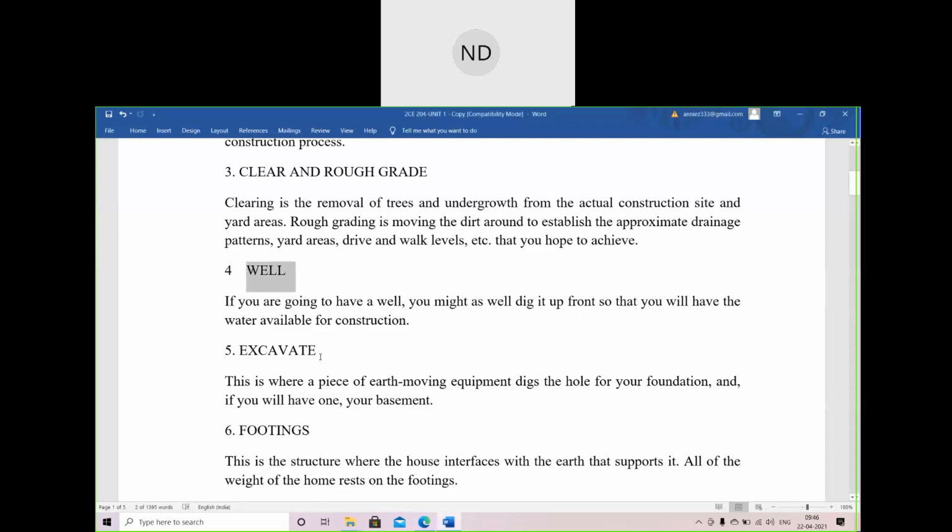Then excavate. Tell, Arif, what is point number 5? Arif, point number 5, excavate. Excavate. This is where a piece of earth moving equipment digs the hole for your foundation, and if you will have one, your basement. Yeah, understood. What did you understand?